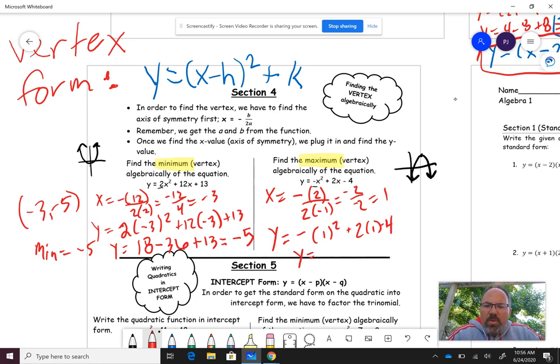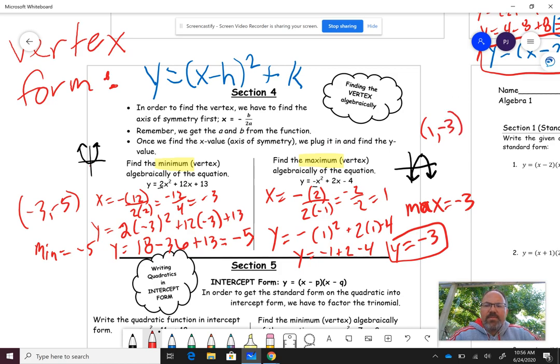All right, now the order of operations, we're actually using the exponents first. So this is 1 times 1, then multiplied times the negative sign. So this is negative 1 plus 2 minus 4, which is going to give me y equals negative 3. Okay, so that means my maximum value, max, is equal to negative 3. My vertex is at 1 comma negative 3, and that maximum value, that y value, is at negative 3. Okay, that's what that's asking for.